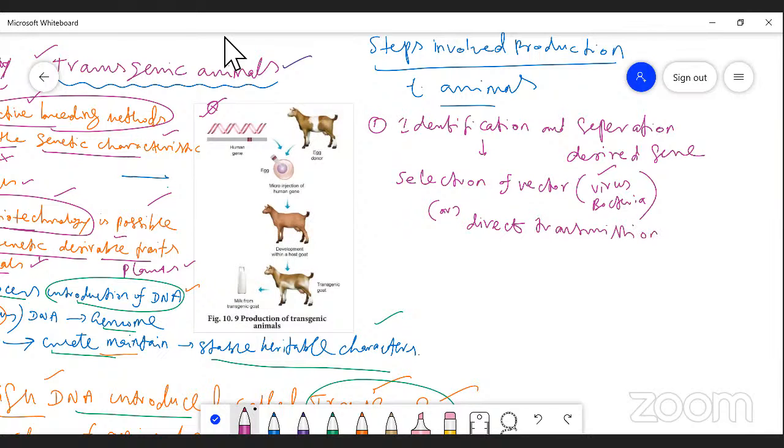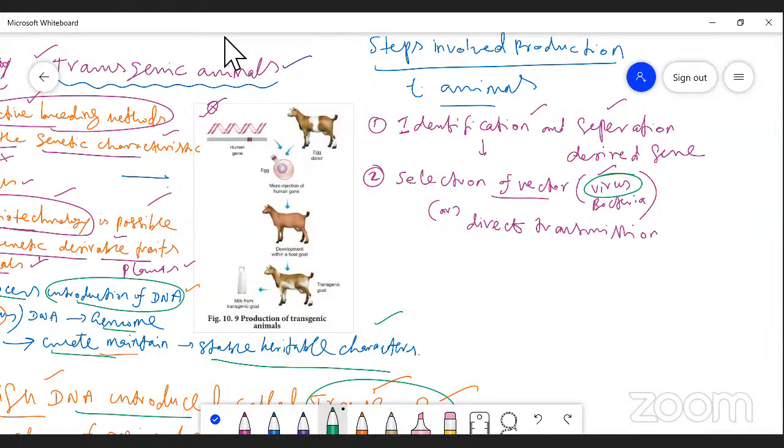The first step involved for production of transgenic animals is identification and separation of the desired gene. Okay. The second step is selection of vector. The vector may be virus or bacteria. Here the vector used is called a virus vector.